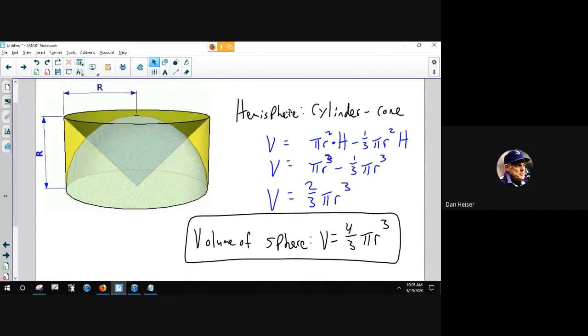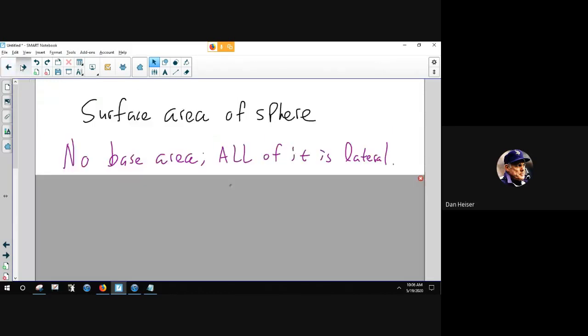Believe it or not, that's the easy one. Surface area is much more difficult. But in order to do the surface area formula without using calculus, we need the volume in order to do surface area. It's kind of a little backwards notion, but that's what we have to do. So now that we have volume, 4/3 pi r cubed, we can move on to surface area of a sphere.